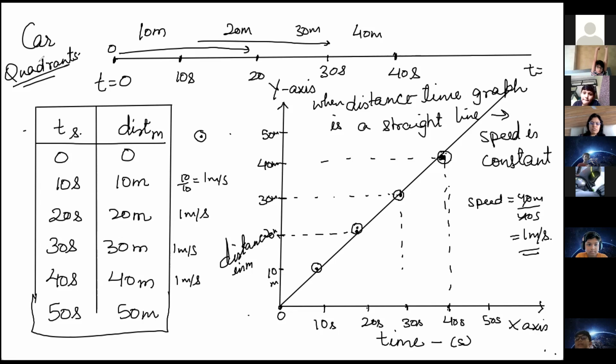Now, Ibrahim was asking what happens if it is a going down graph. Can you take a clear screenshot so that I can move to the next page? Yes, ma'am, I took a screenshot. We have to write this point: when the distance time graph is a straight line, it means speed is constant. Okay, so I'm erasing it.